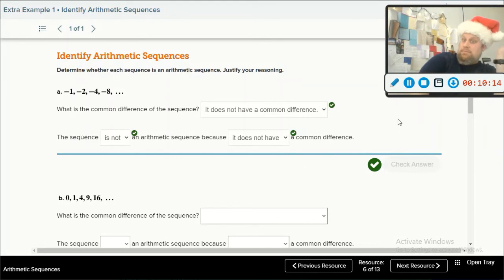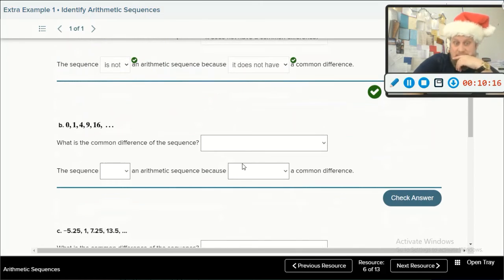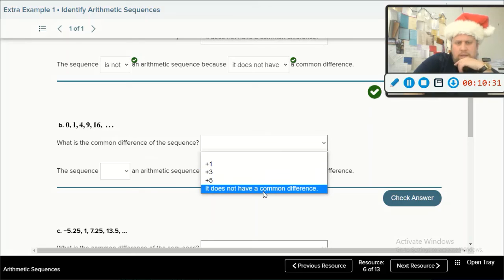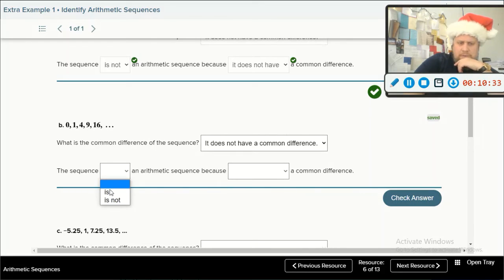Let's look at this one. It grows by 1, grows by 3, grows by 5, and then 7. Wow, it's growing by odd numbers, right? So it does not have a common difference. The sequence is not an arithmetic sequence because it does not have a common difference.